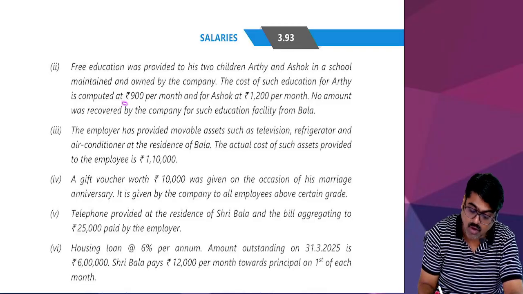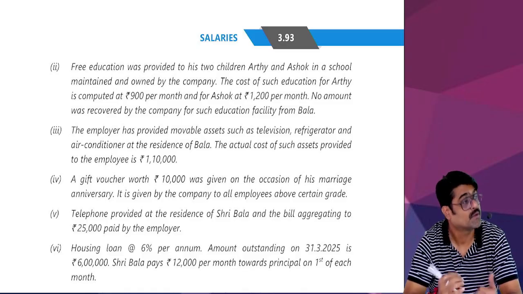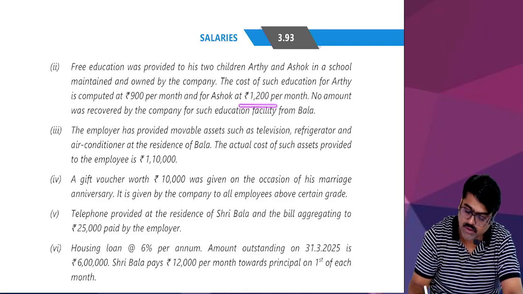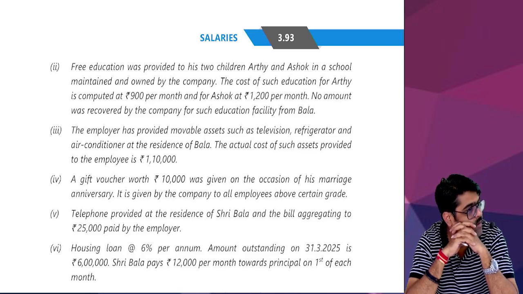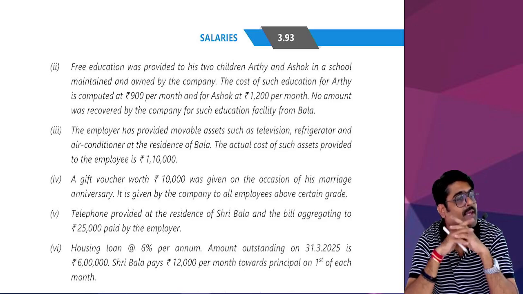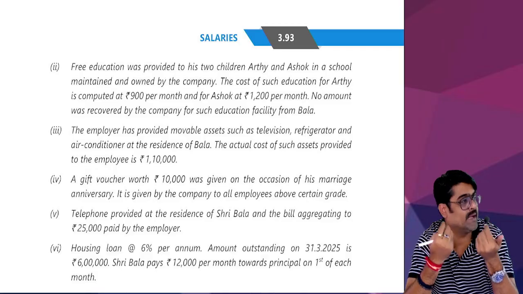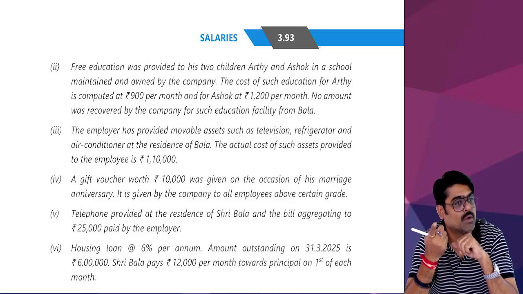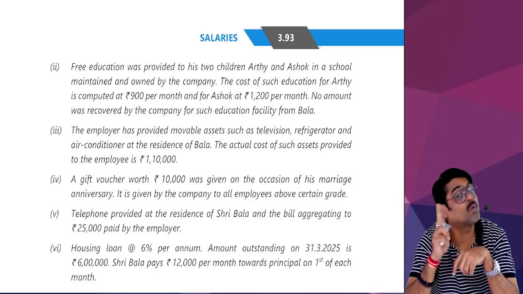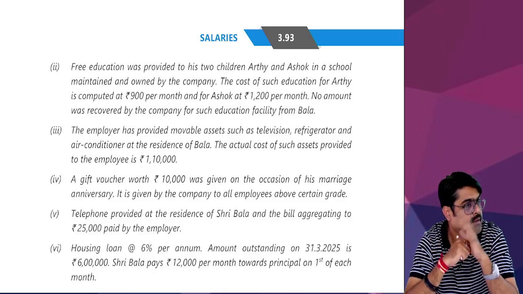So for Aarti, how much is the reasonable cost of education? 900, which is within the limit of 1,000, will be fully exempt. But for Ashok, it is more than 1,000. So what to be done here? Come on, tell me. Either 1,200 can be taxed fully or excess amount 200 can also be taxed. But no amount is recovered. That means recovery is nil. So for Ashok, entire 1,200 can be taxed or 200 can be taxed. Any one effect you are supposed to give. Both the effects are correct only. Yes or no? But for Aarti, nothing will be taxed.